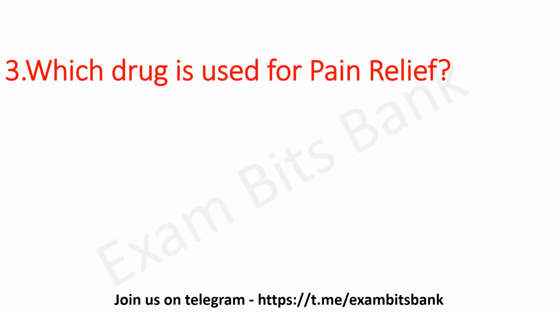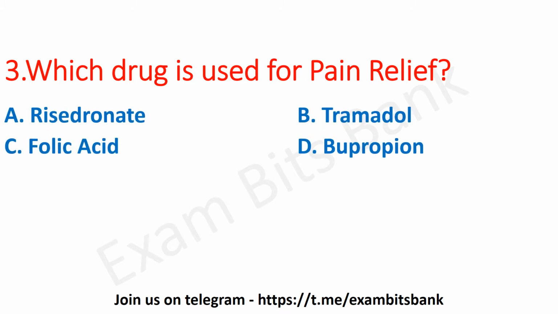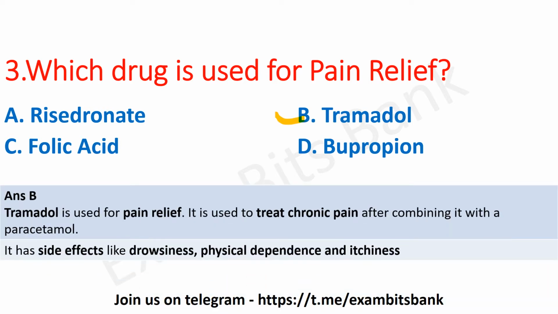Moving on to next question. Which drug is used for pain relief? The options are risedronate, tramadol, folic acid or bupropion. And the correct answer is option B, tramadol. So tramadol is used for pain relief and also it is used to treat chronic pain after combining it with paracetamol. However, it has few side effects like drowsiness, physical dependence and itchiness, etc.